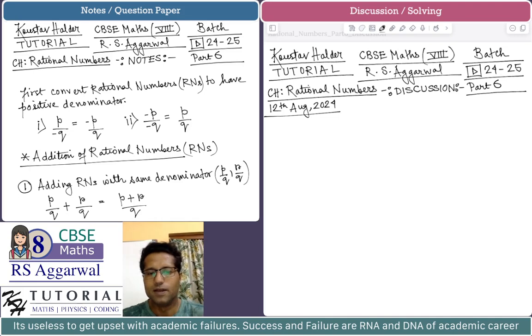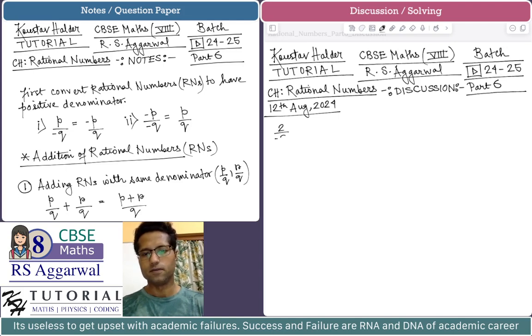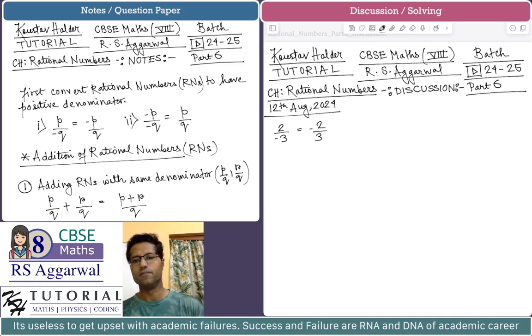So while I am speaking, you can please follow the notes. And on the right hand side, I will discuss whatever is written in the notes with some examples. Let's say you have a rational number 2 by minus 3. So this is not in standard form. The denominator minus 3 is negative. To convert it into standard form, you just make the denominator positive and take the negative of the numerator. So this is equal to minus 2 by 3. Now this is in standard form.